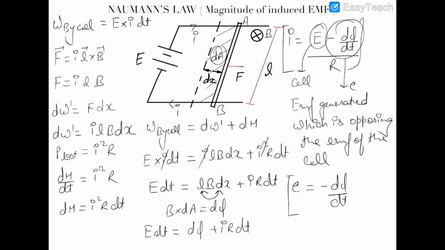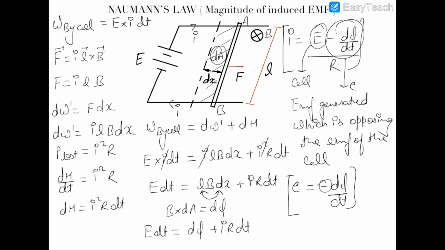Now what is the EMF of the cell doing? This cell's EMF is moving the rod towards the right hand side, and this induced EMF is opposing the cell's EMF. Therefore we can conclude that this induced EMF is opposing the motion of the rod, which is towards the right hand side, and in fact this EMF is generated by the motion of the rod only. So this induced EMF, which is generated by this motion, is opposing the cause of its induction, and this negative sign shows that this EMF also opposes the rate of change of flux dΦ/dt.